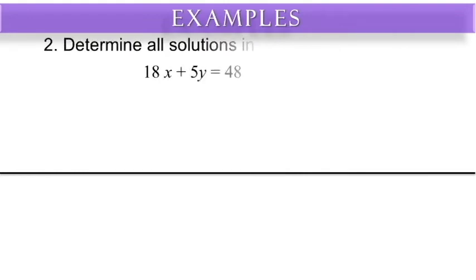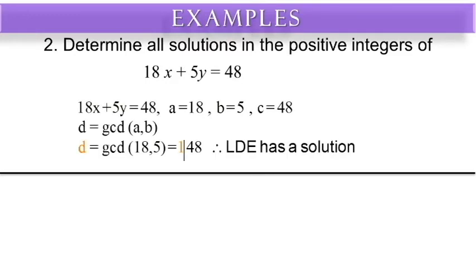Next example, we have number 2. Determine all solutions in the positive integers of 18x plus 5y equals 48. So we have a is equal to 18, b is equal to 5, and c is equal to 48. So we have d is equal to the GCD of a and b, which is 18 and 5, and their GCD is 1, and 1 divides 48. Therefore, our LDE has a solution.